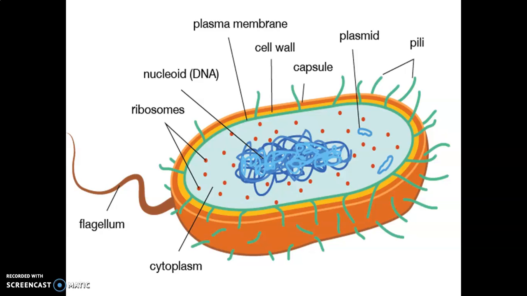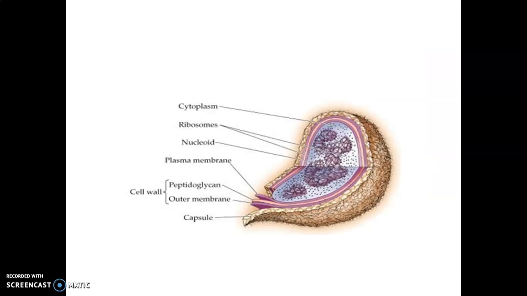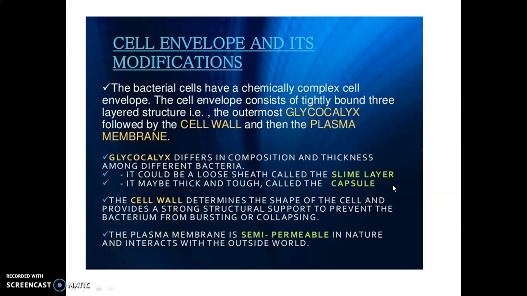Okay, so now let's discuss in detail the cell envelope. The cell envelope includes 3 parts. Which are the 3 parts? Glycocalyx, cell wall and plasma membrane. So if a question is asked to write about the cell envelope, you have to write about the glycocalyx, cell wall and plasma membrane. The bacterial cells have a chemically complex cell envelope.